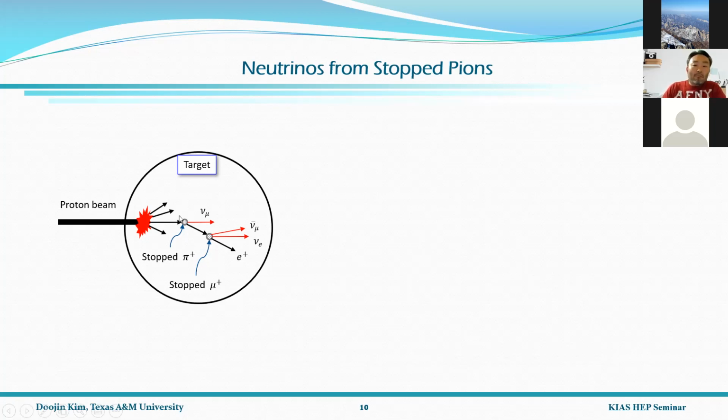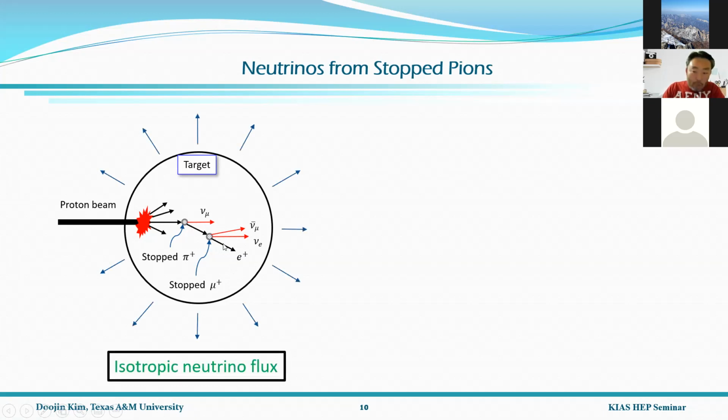Basically, pions are not very energetic, so they quickly lose their entire kinetic energy while moving inside the target and eventually stop before they decay. Then they decay into the muon and muon neutrino. Now, the muon is also not energetic because the mass gap between the pion and the muon is not large. So, just like the pions, the muon essentially stops and decays at rest into an electron neutrino and a muon neutrino.